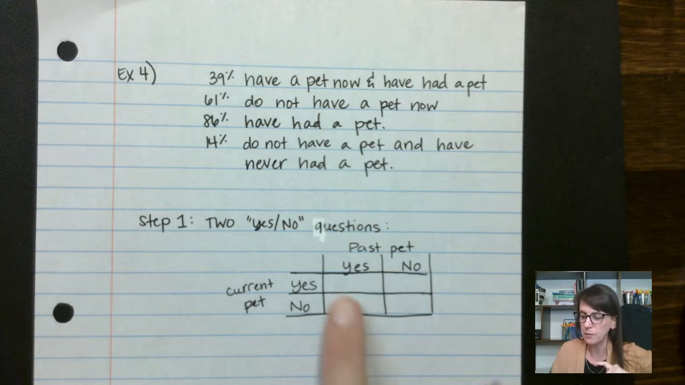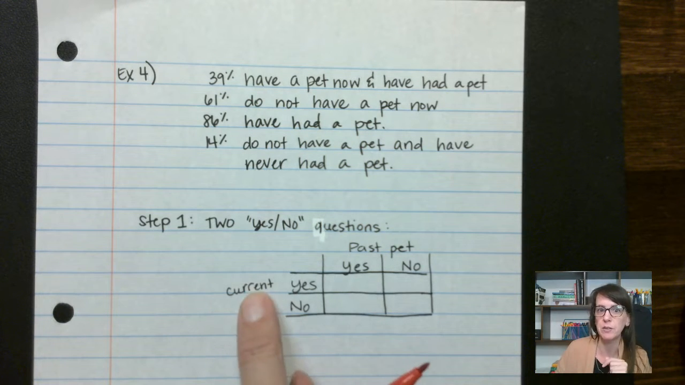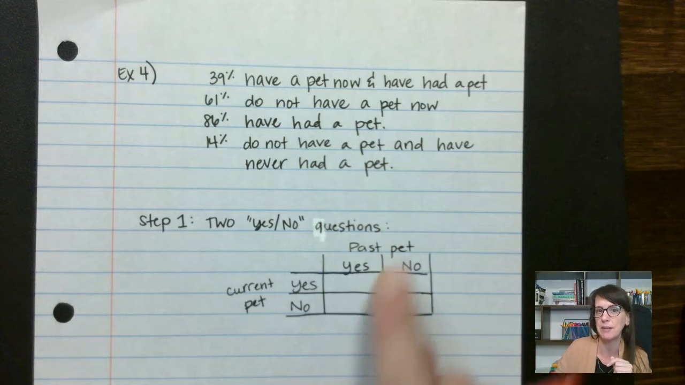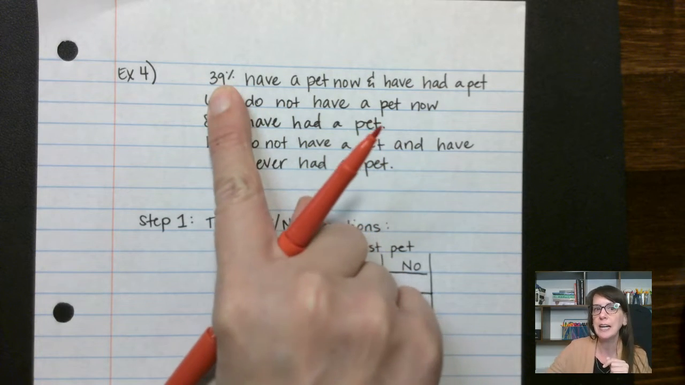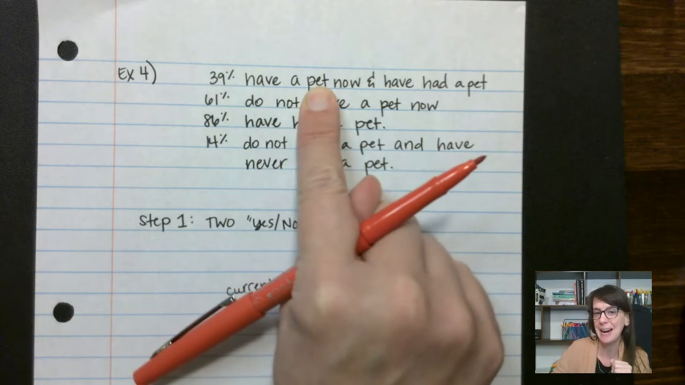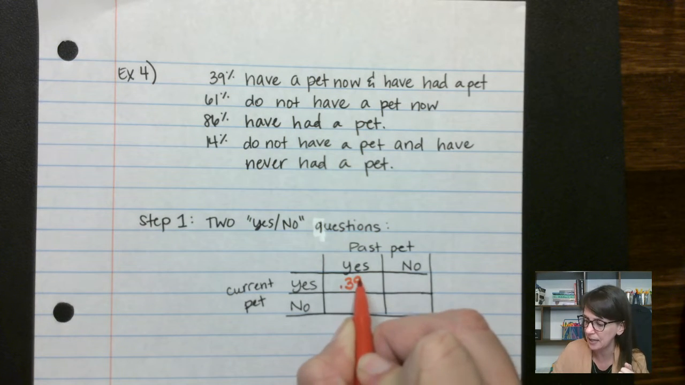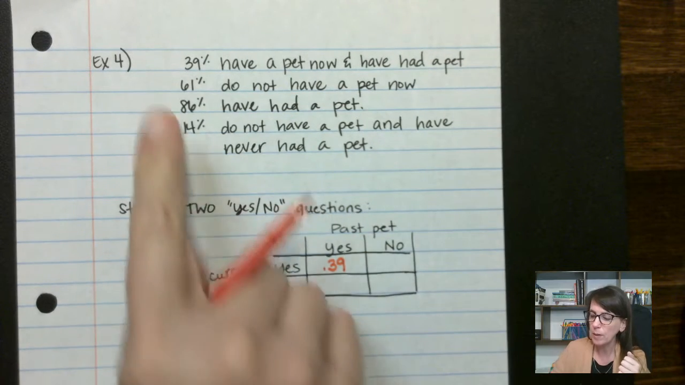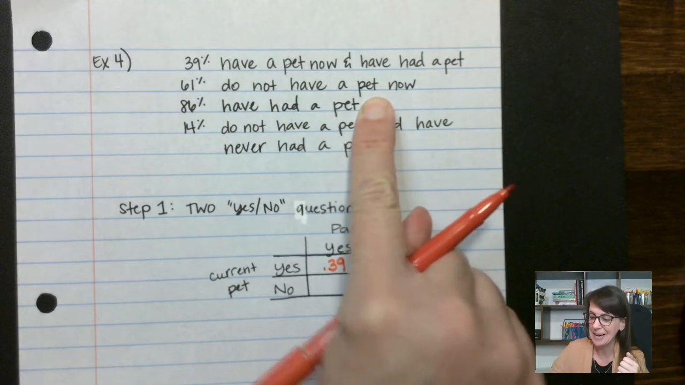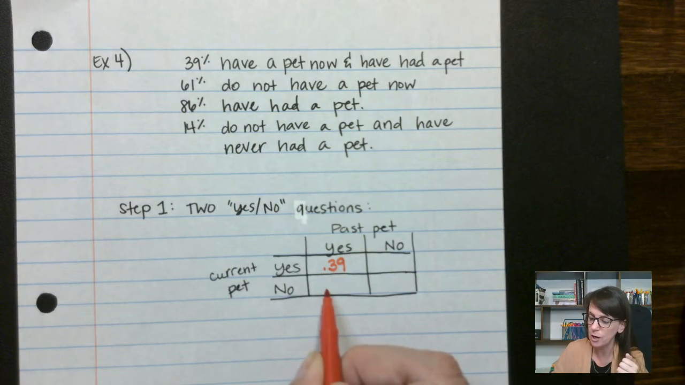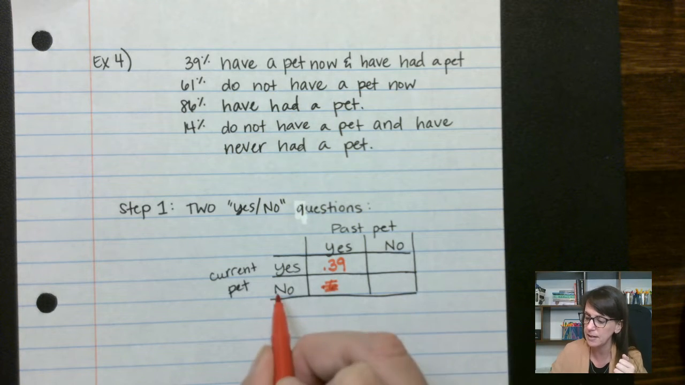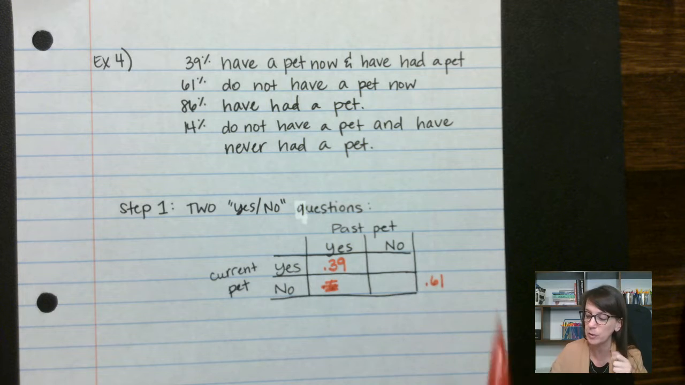So what I've done, we have 2 yes-no questions here. We have currently, do they have a pet? And in the past, do they have a pet? Yes, no. So 39% have a pet now and have had a pet. So yes to both. That's 0.39. 61% do not have a pet now. So current pet no would be 61%. Oops. Current pet no is 61%, but we do not know how to split that between yes and no on this.